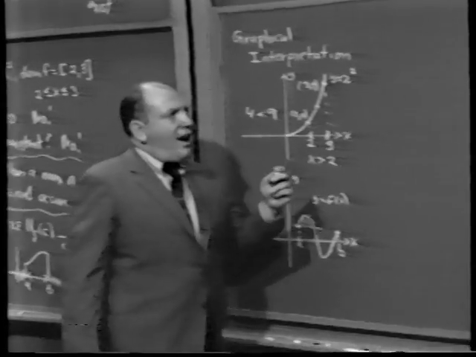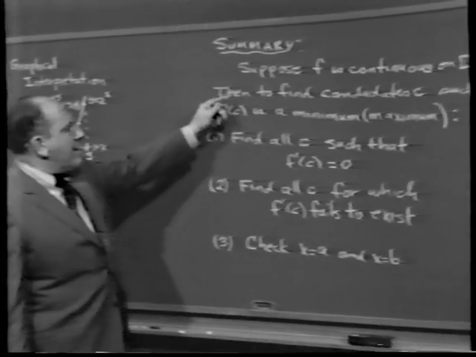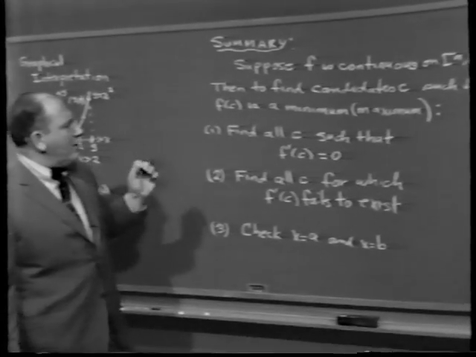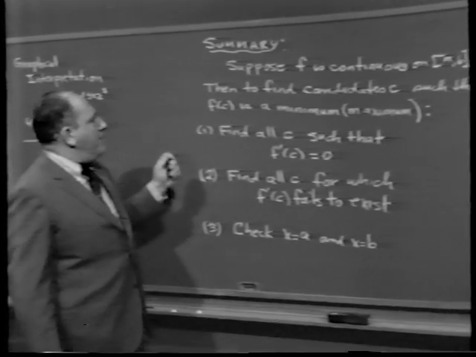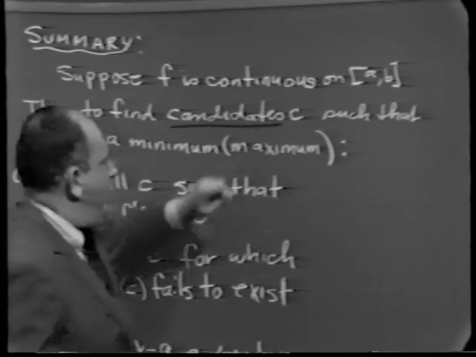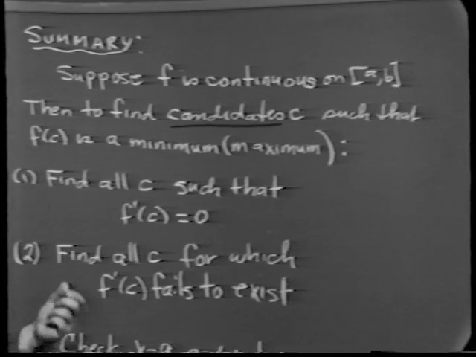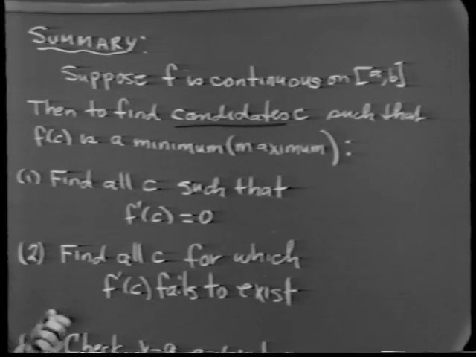In fact, let's summarize, and I'm going to summarize again at the end of the lecture, but the idea is this. If f of x is continuous on the closed interval from A to B, and here's the key word, to find candidates. You know the old cliche about many are called but few are chosen. In this case, few are called and even fewer are chosen.